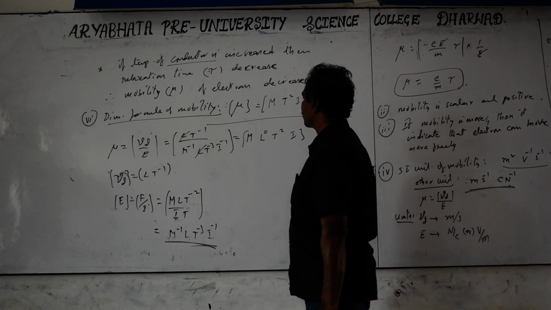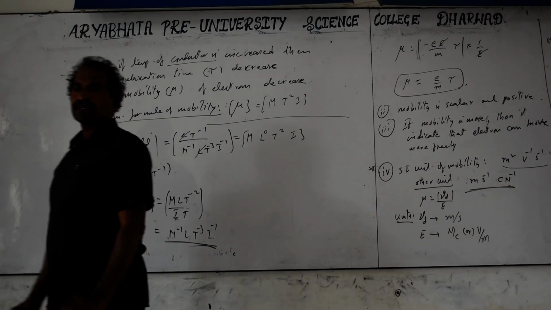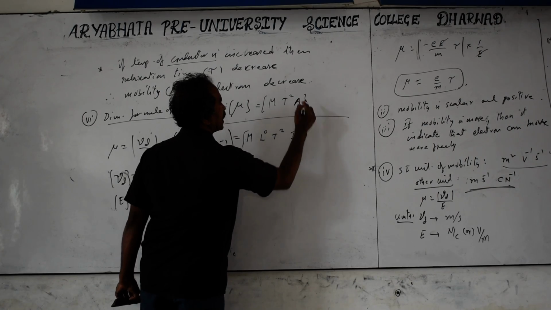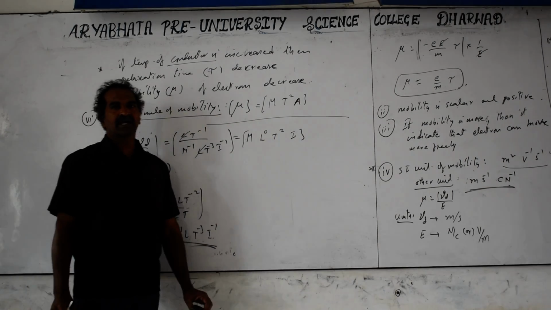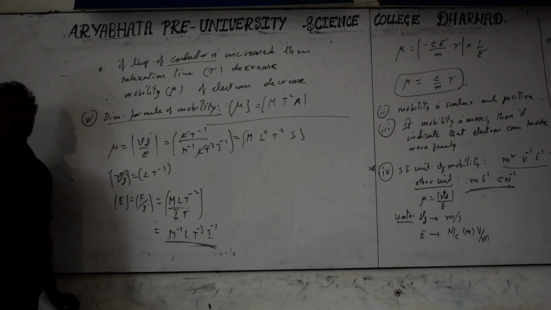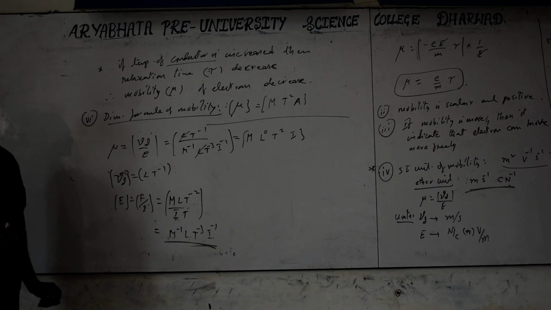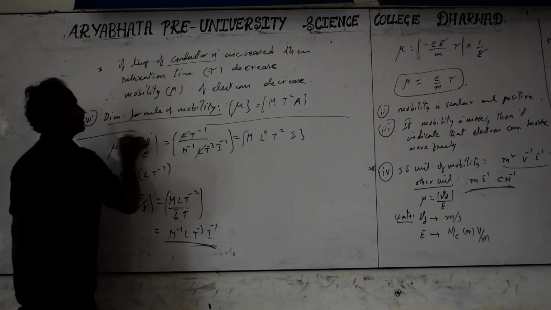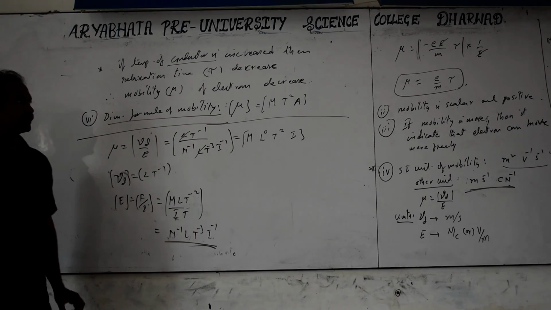This is the relation of mobility. In place of I, some books mention A, some books mention I. Better take it as A, according to your textbook relation, but it is not fixed. The dimension for current can be taken as I also, A also, possible. These are the points related to mobility.